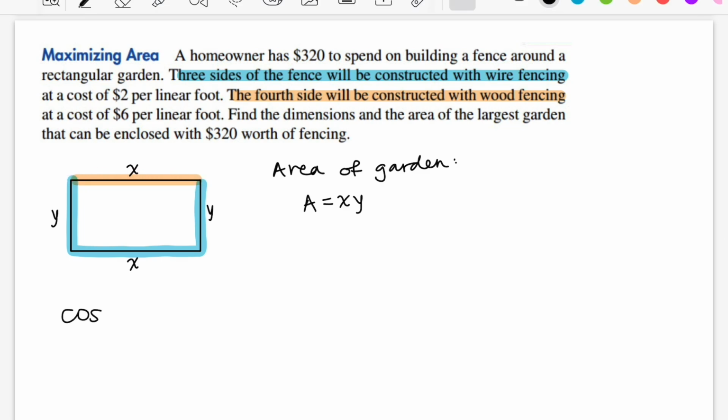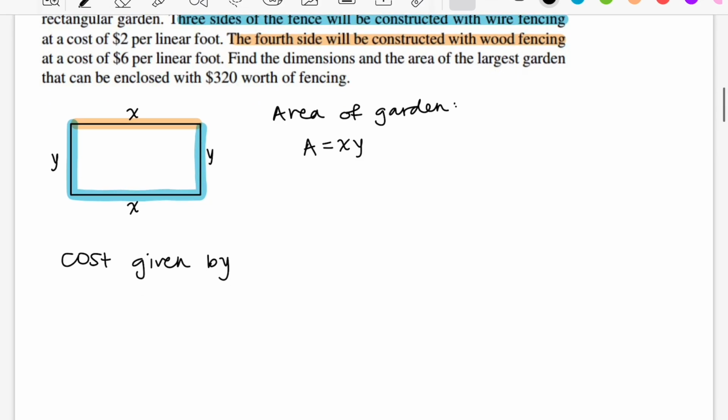So this tells us that our cost is going to be given by the following equation. We're going to say c is equal to 2y plus 2x plus another 2y plus 6x. And then simplifying this a little bit, we're going to end up with 8x plus 4y.